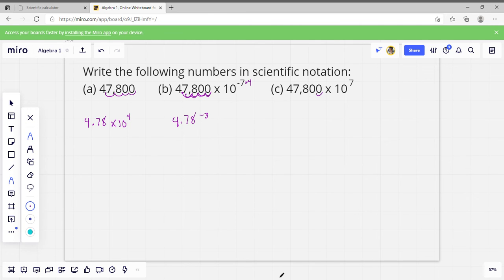Alright, this one I'm moving 1, 2, 3, 4, so that's positive 4. 4.78 times 10. Whoops, I wrote this other one wrong. That should say times 10 to the negative 3. Okay, it's negative 7, positive 4. It's going to be negative 3.